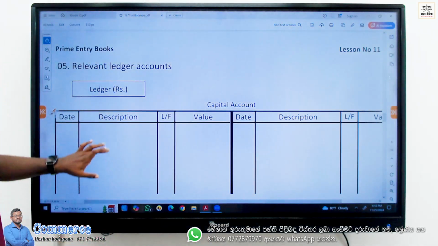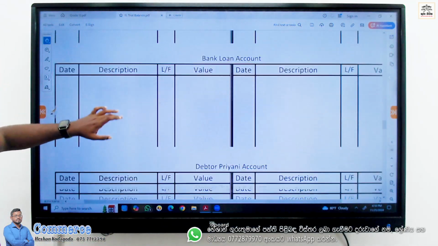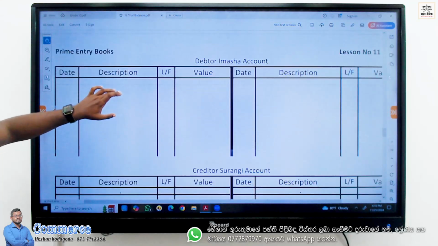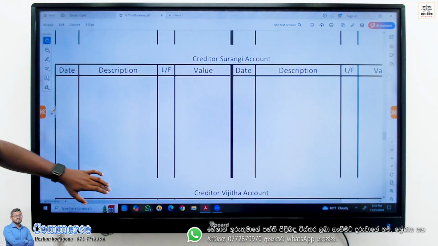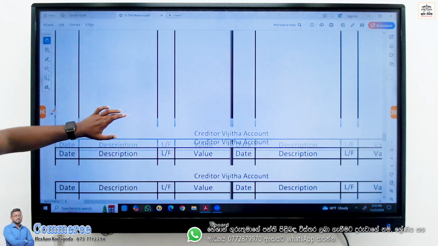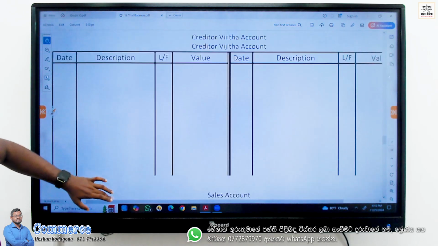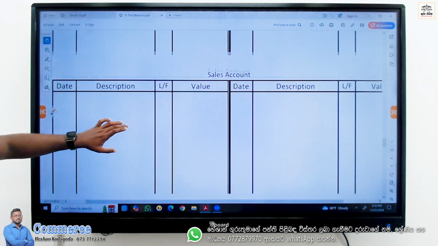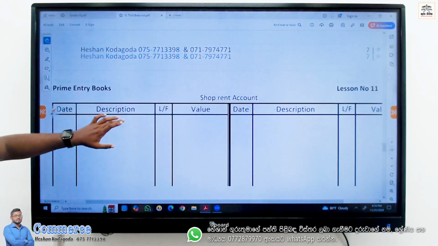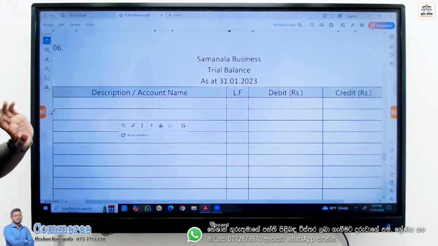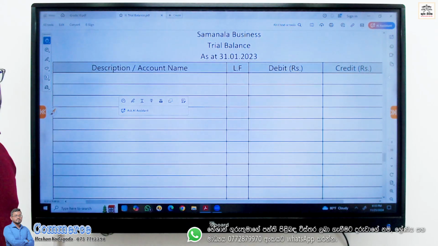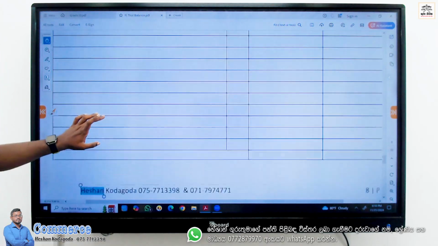You can see capital account, purchase journal, bank loan account, debtor Priyani account, debtor Imash account, creditor Surangi account, creditor Vijita account, sales account, likewise everything. Rent account, discount allowed account, discount received account, and the last one, the trial balance, you can also see here.